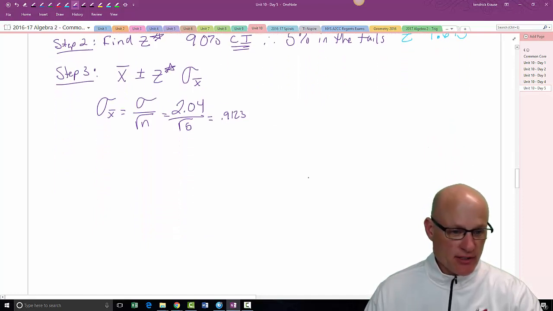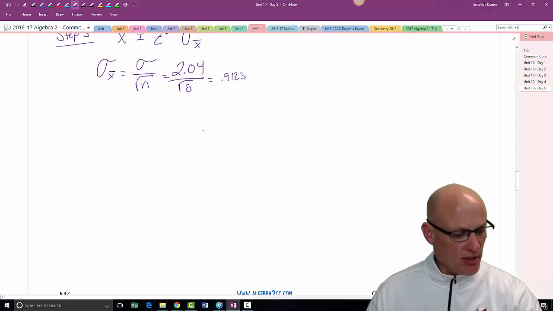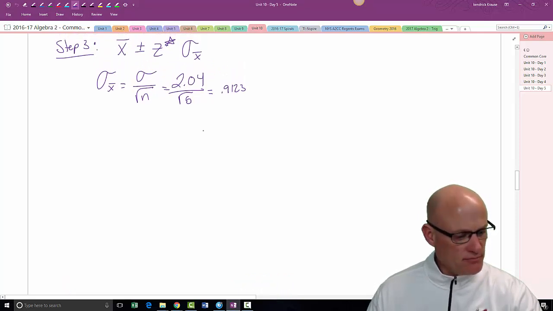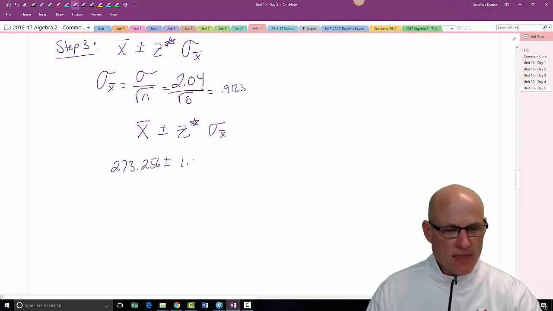Well, my interval, do I have room here? I think I do. I do have plenty of room. I want to create my interval. So my interval is going to be X bar plus or minus Z star times, so my X bar we said was 273.256 plus or minus 1.645 times my standard deviation of 0.9123.